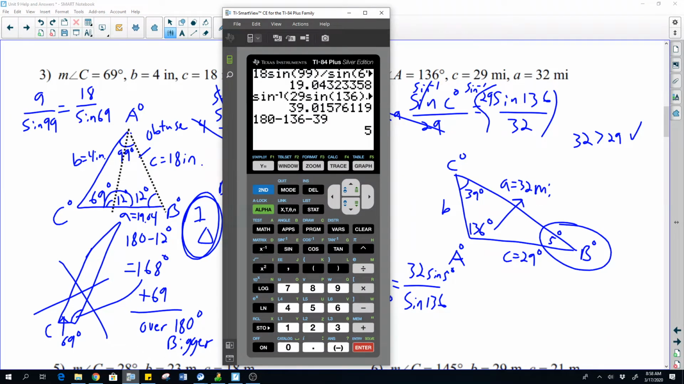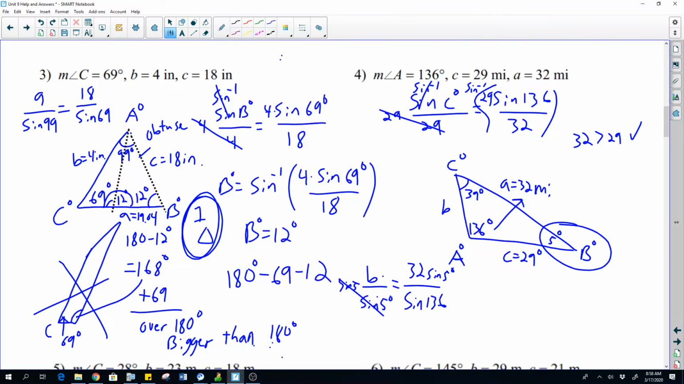So now we'll do 32 times sine 5, close parenthesis, divided by sine 136, close parenthesis. So we get 4. 4 miles is what we got here. And that does make sense, because for the smallest angle, we have the smallest side.